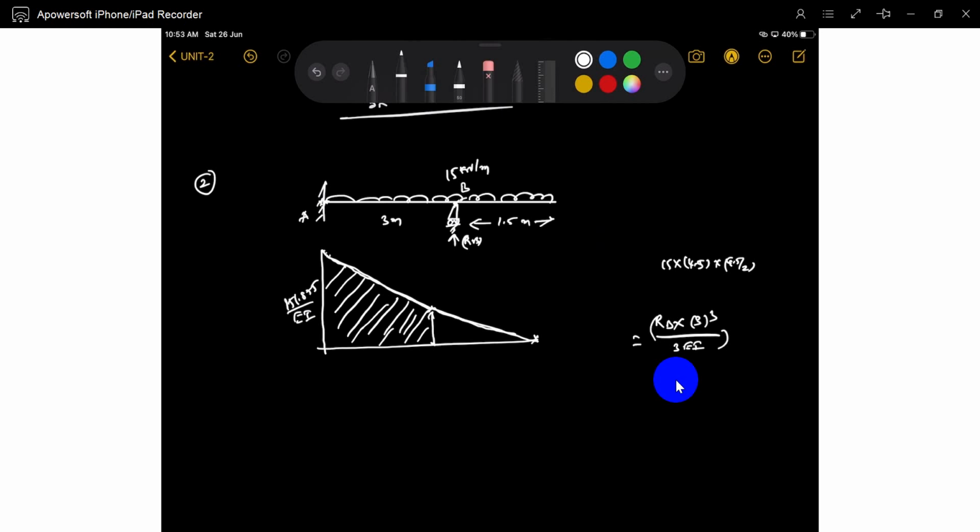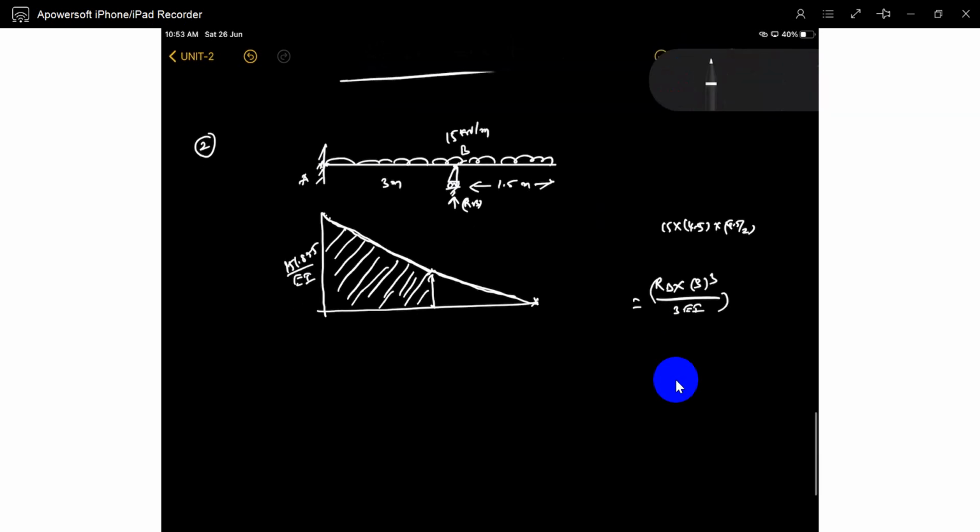Equate the both and you will get RP. So that is one method. So go by Macaulay's double integration method, no problem. Now otherwise you can choose the strain energy method also. Now I will choose the strain energy method.